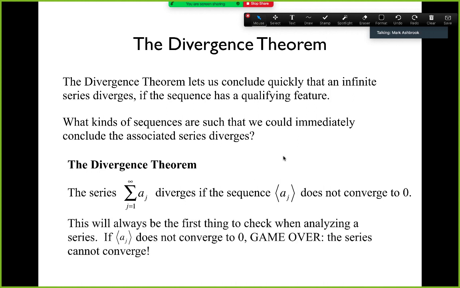So this is what we're saying. This will always be the first thing to check when analyzing a series. If your sequence does not converge to 0, game over. You can stop. No more to be talked about. The series could never converge.